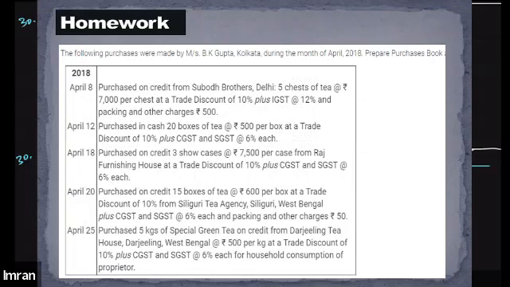See, is this question visible, everyone? Yes, sir. Okay. So it says the following: the following purchases were made by Messrs. B.K. Gupta, Kolkata, during the month of April 2018. Prepare purchase book. Now, see, in this question also you will find everything which is pretty much similar to the previous question, and therefore I think you will be capable of solving this question on your own.